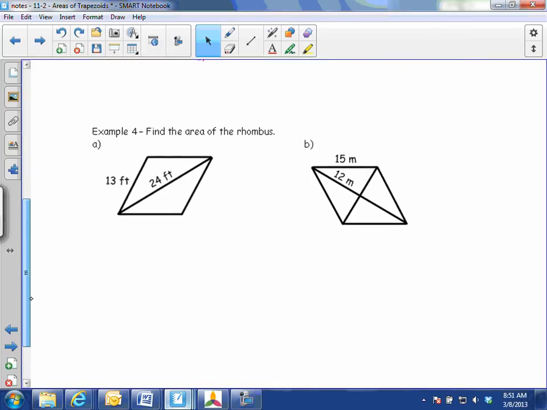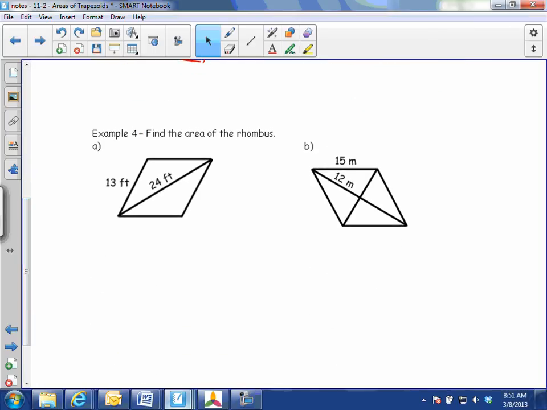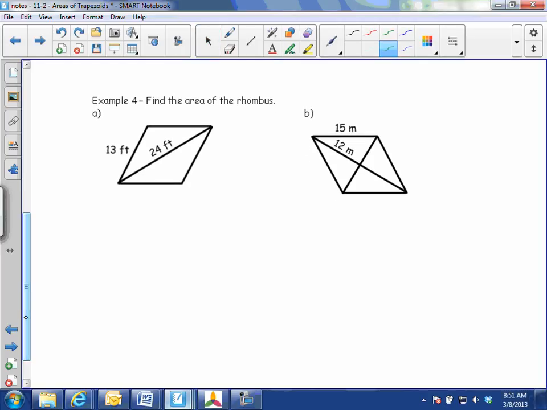Okay, example 4, find the area of the rhombus. Ooh, these get a little bit more tricky. Why? Because we don't know both of the diagonals. We only have one diagonal, 24. But if I draw this guy in, Jessica already told us, what do you remember about the diagonals? They meet at 90 degrees. They make a right angle. So let's just make a right angle over here.